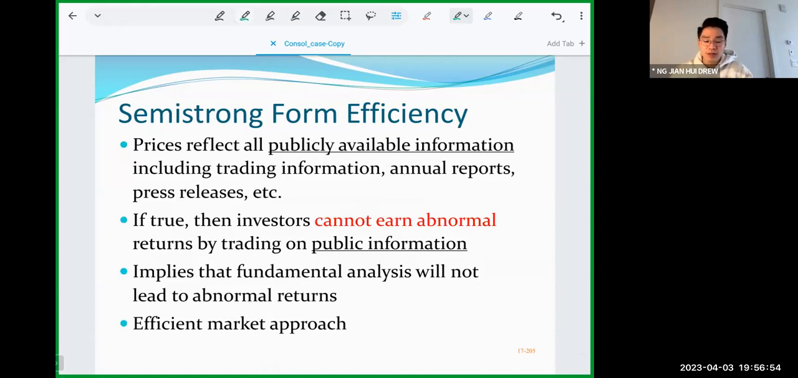So what does semi-strong mean? It means that the market only reflects publicly available information. So in the example of, let's say, just now Keppel, if we have private information about an acquisition, the market doesn't know that, right? And therefore, maybe the market is a semi-strong form of efficiency. It means that as an investor, you cannot earn abnormal return simply by using public information.